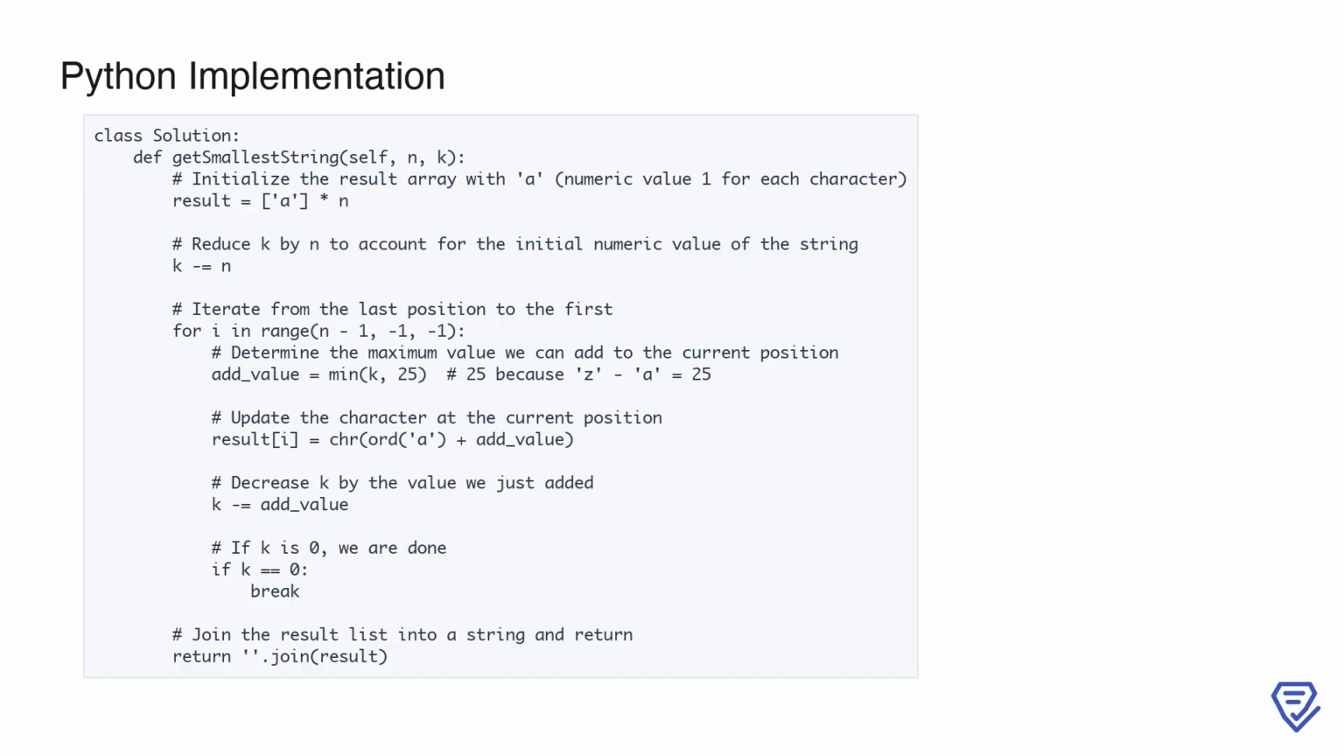4. Adjusting k. After updating the character, we reduce k by the value we added. If k becomes 0, we can terminate early since the required numeric value is achieved. 5. Returning the result. Finally, the result list is joined into a string and returned. This approach ensures that the string is constructed efficiently in O(n) time, as we iterate through the positions once and make constant time updates for each. The use of the greedy strategy ensures that the string is lexicographically smallest while meeting the numeric value requirement.